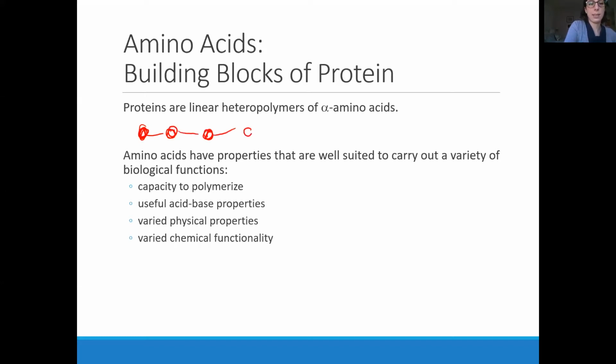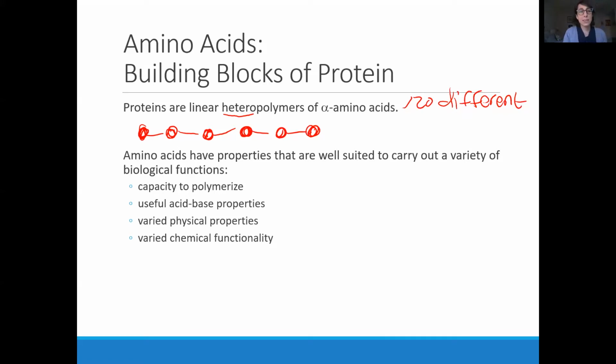So this is a linear heteropolymer. The reason we're saying hetero is because there are 20 different amino acids. And we're going to get into those, but this is a polymer that can be made up of any of those 20 amino acids in any order, but it is linear. It's a string of amino acids connected together in some order.